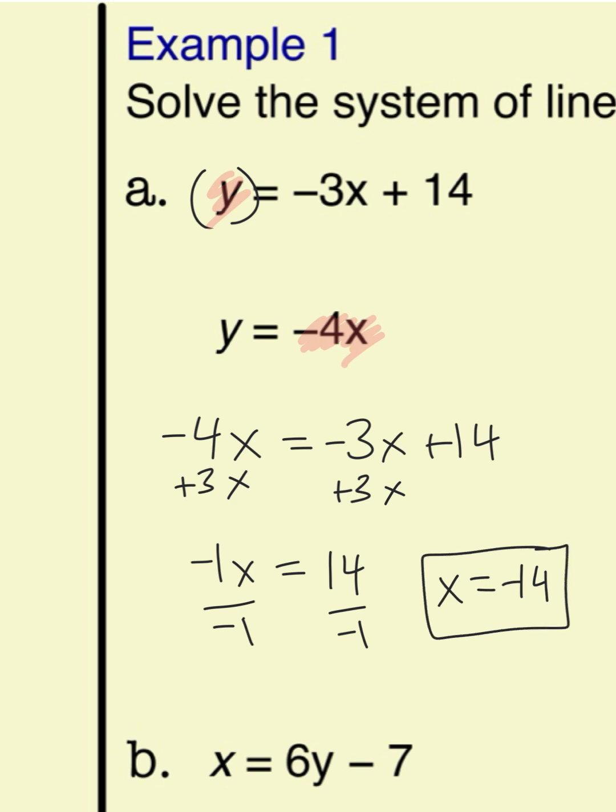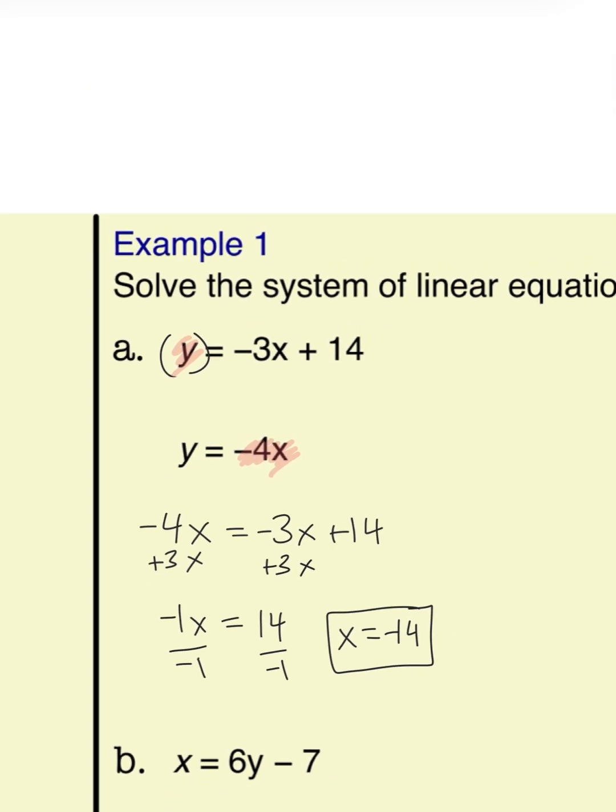Now here's one of the tricky things with substitution. We got an answer, x equals negative 14. However, we are not done yet because remember, a solution to a system of equations has to be an ordered pair. I have to have an x and a y. This is only half of my answer. So what I do with that is I take x equals negative 14 and plug it in for x to solve for y. I'm going to plug it into the second one.